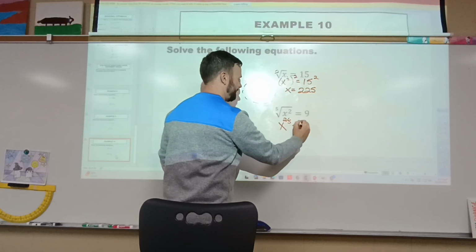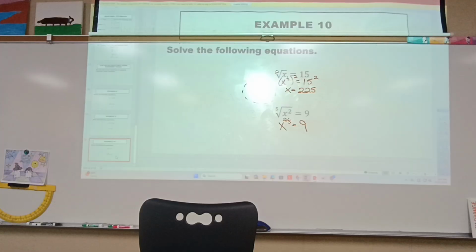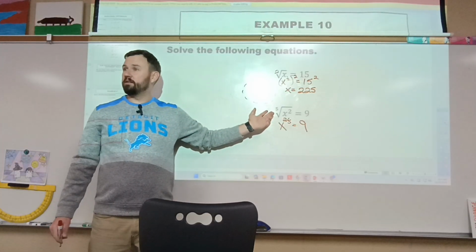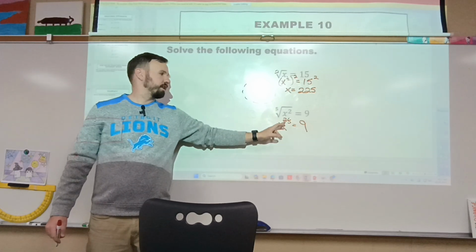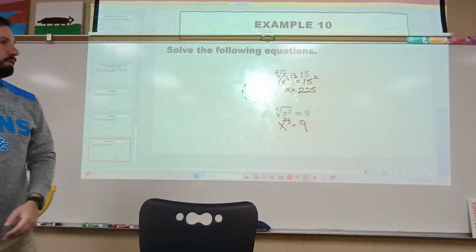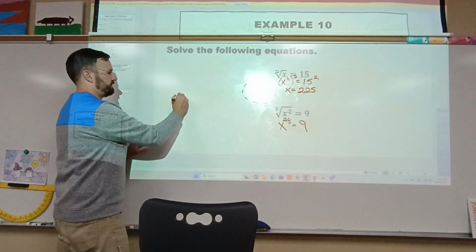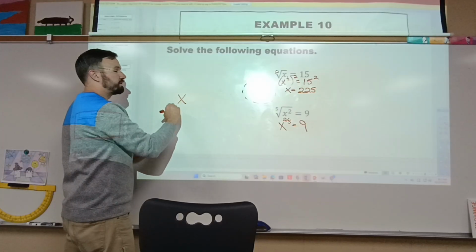All right, can I rewrite that problem as x to the 2/5? Yeah, because that's a 5th root, right? Whatever the root is goes on the bottom. Squared stays on top. Now, what's the reciprocal of 2/5?